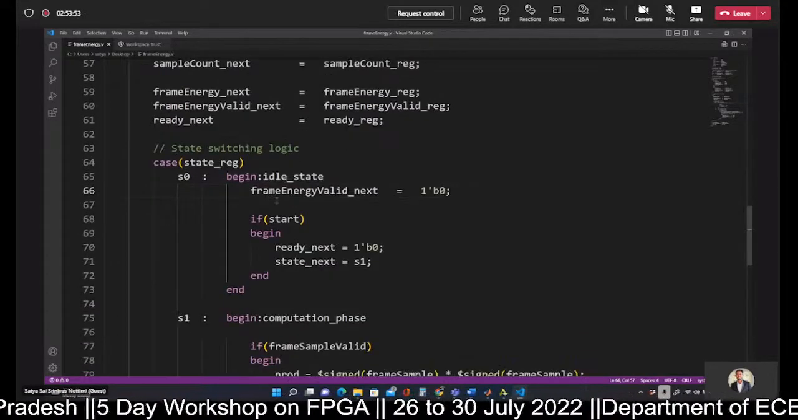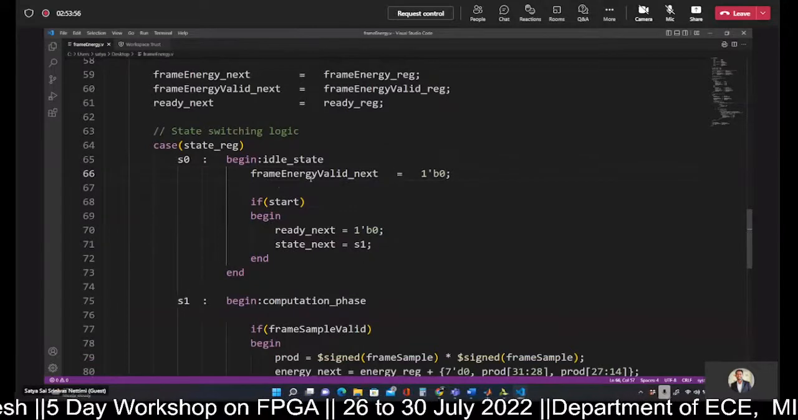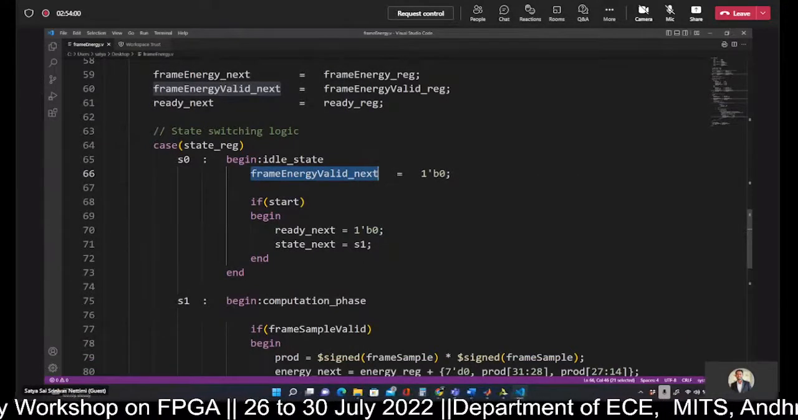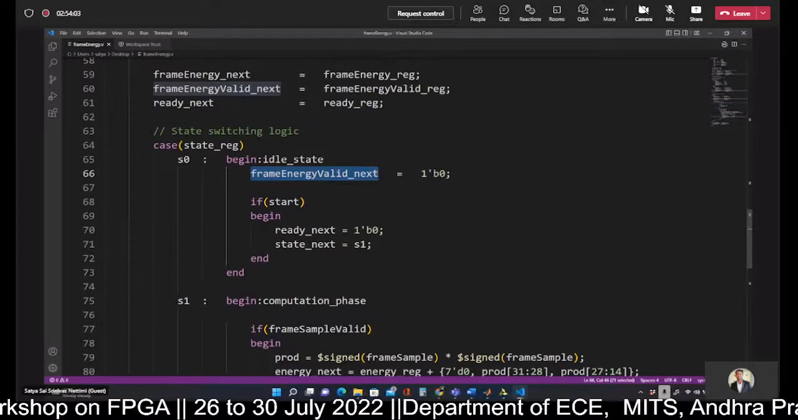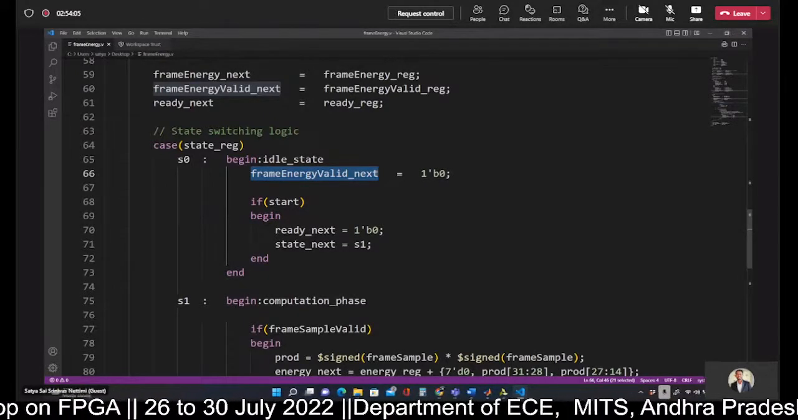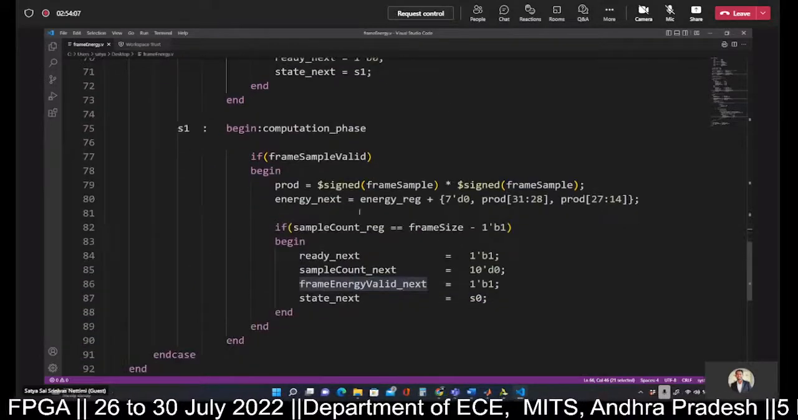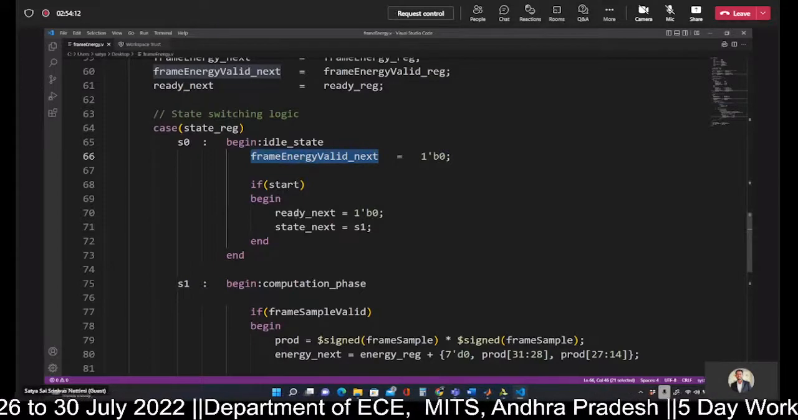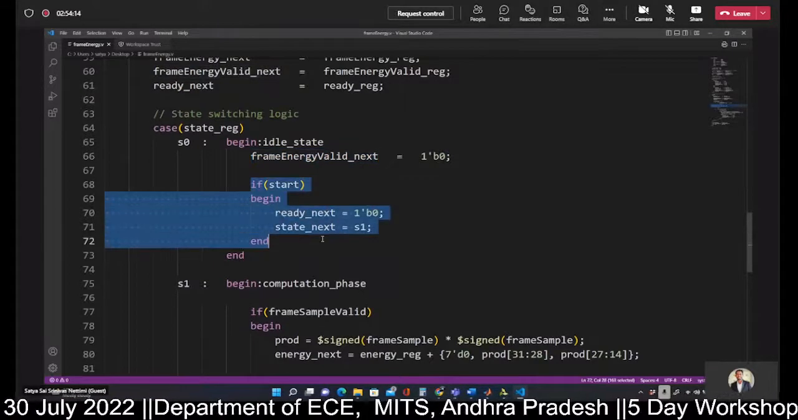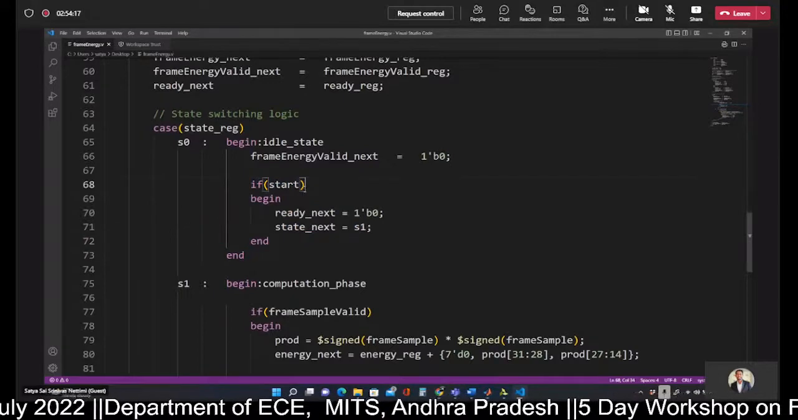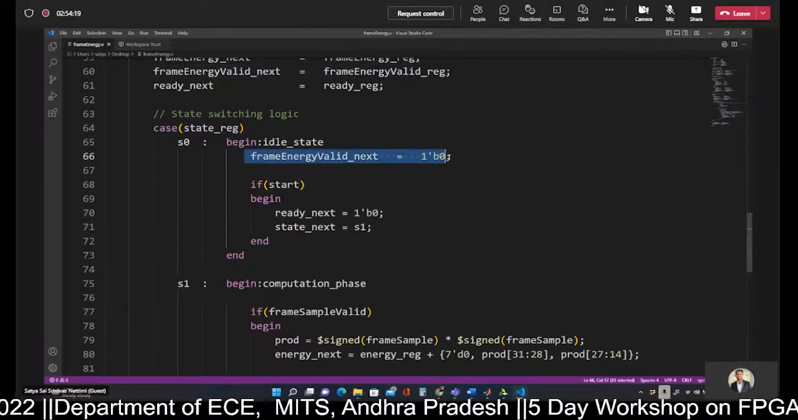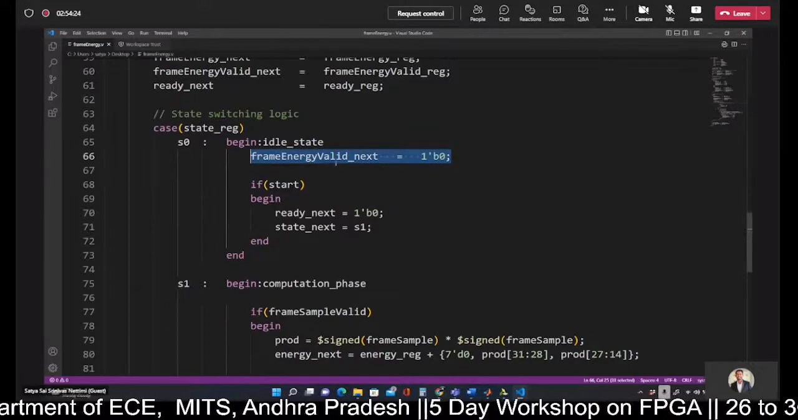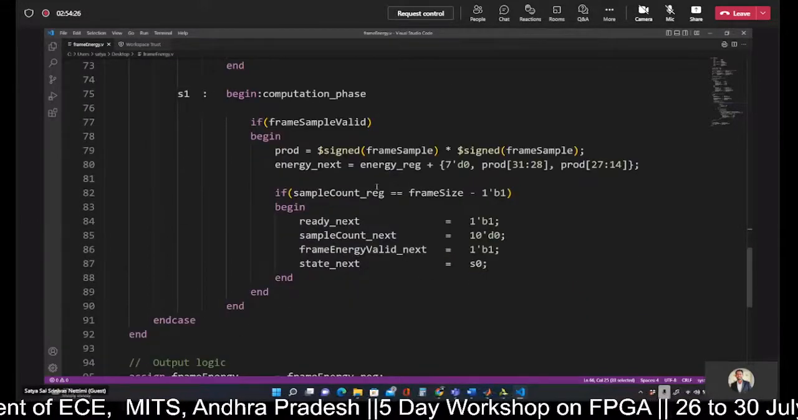So that's why I wrote one condition here. It should be logic 0. Why? Because otherwise in the idle state it will keep on continuously pointing that frame energy is valid. It will be high continuously, but valid signal should be high only for one clock cycle. That's why when it goes to S0 state, when the start is not initiated, or even when the start is initiated, the frame value should be 0 immediately after one clock cycle. So to establish the condition, I have written this condition over here.